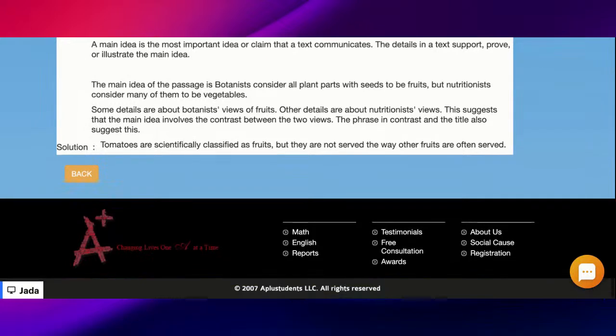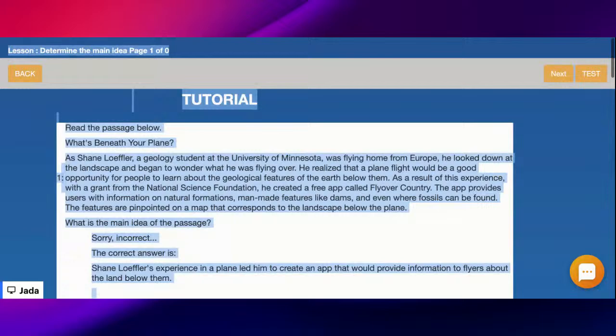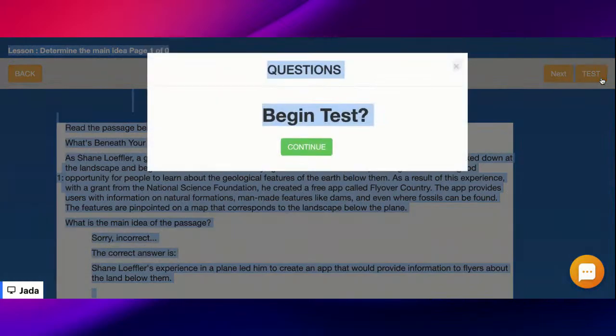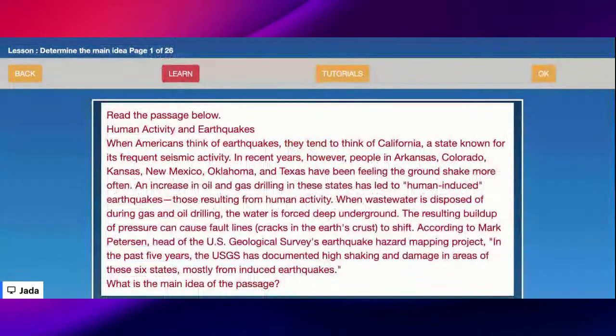You need to be able to read these and figure out what the main idea is. You have to be careful, read it carefully, and then you would see if you could figure out the main idea from the test. Okay, so we'll move on to the test. So it says that you should read the passage below about human activity and earthquakes.